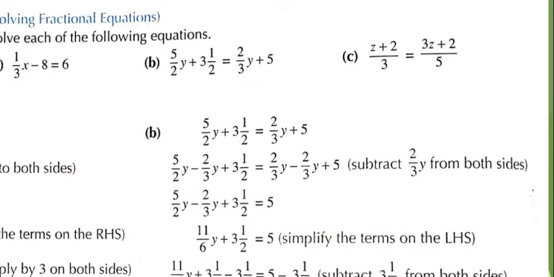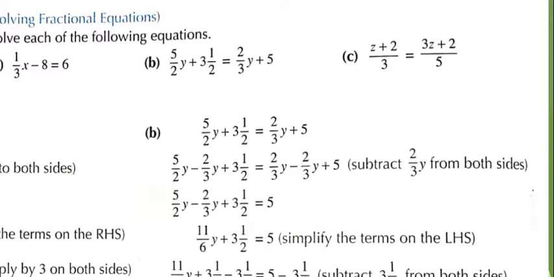Okay, so we have 5 over 2y plus 3 over 2 equals 2 over 3y plus 5 here. So we have like terms here, 5 over 2y and 2 over 3y. So let's group them, either you move it here and group them together, or let's subtract 2 over 3y first. So we are following the textbook step.